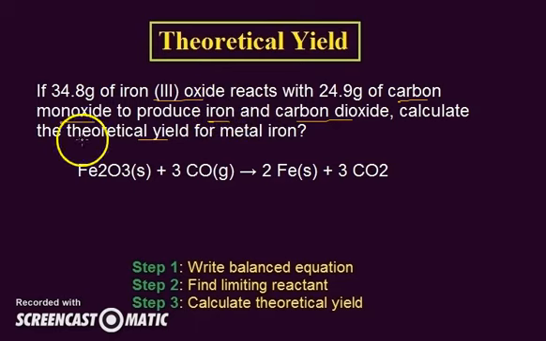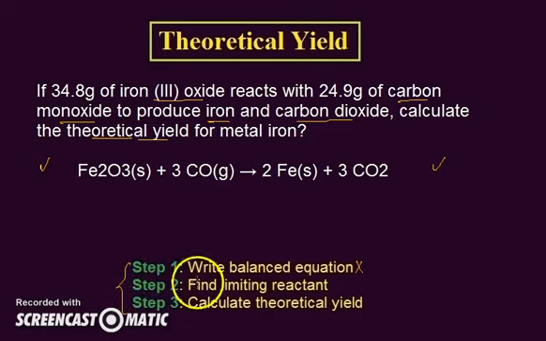Well, to calculate the theoretical yield, we follow these simple steps. The first step says to write the balanced chemical equation. If we look at the problem, you can see that a chemical equation is given over here, in which iron oxide reacts with carbon monoxide to produce iron and carbon dioxide. This is a balanced chemical equation because the number of atoms on both sides of the equation are equal. Here we are already given the balanced chemical equation, that's why we skip the first step.